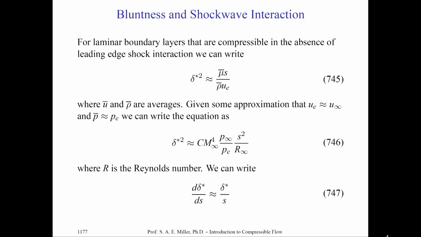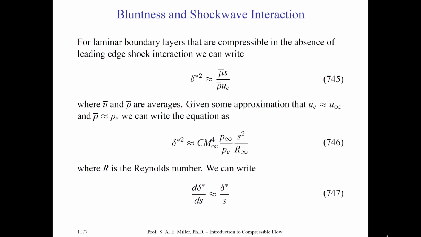Now, for laminar boundary layers, which definitely occur in hypersonic applications on reentry, because of course the atmospheric turbulence is low at high altitudes, and after the leading edge shock wave, we might write delta star squared goes as mu s over rho bar u e. Here, rho bar and u bar are nothing but the average quantities. That is, we're time averaging the quantities of velocity and density at any particular point in space. We may now approximate u e as u infinity and p bar as p e.